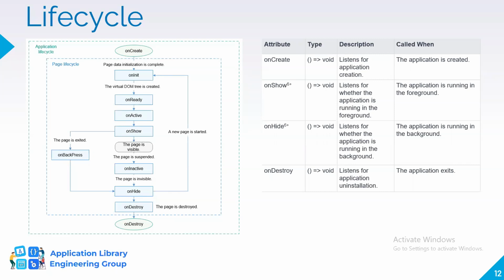Hope this is clear. And there are some more life cycle functions of page which are not covered over here, like onBackPress, whenever back is pressed. And there are some more like onNewRequest, whenever the ability is already started and a new request is received to the same page. Like that, there are a few more functions which you can go through later. But these are the main functions, and understanding this should be enough.